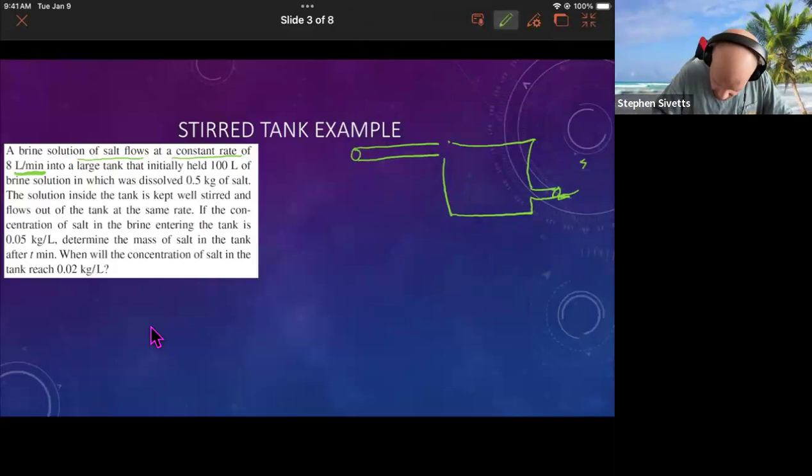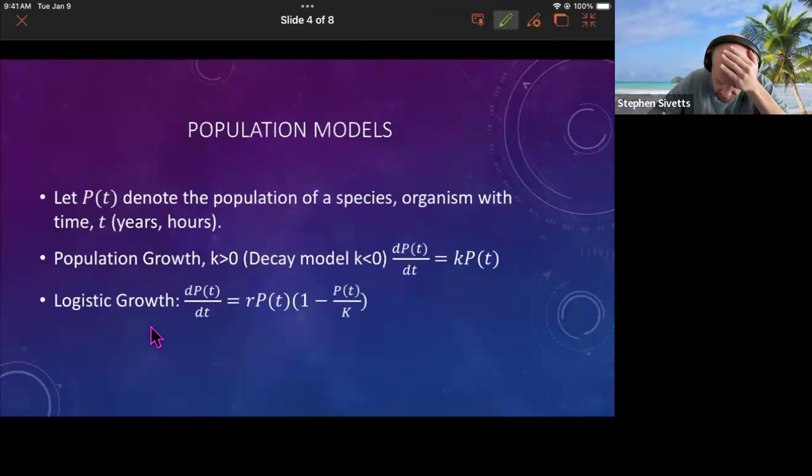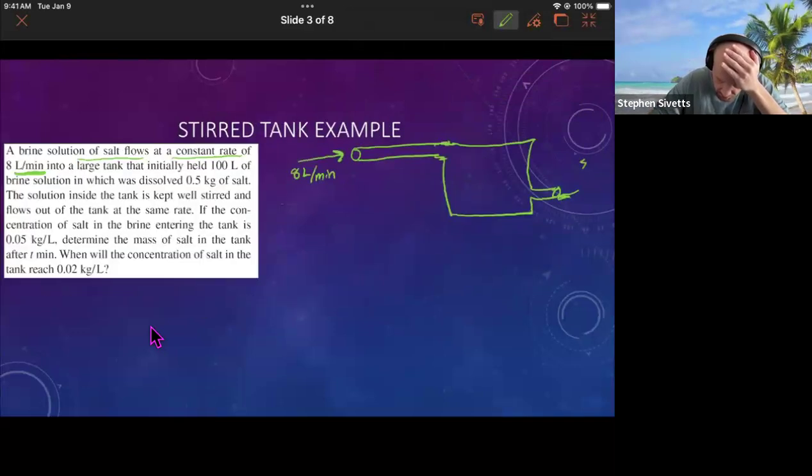So here's my tank, right? And it's filled with brine, and salt flows into the tank at a constant rate of 8 liters per minute, right? We know that this tank is filled with 100 liters of water, so the volume of this tank is 100 liters.